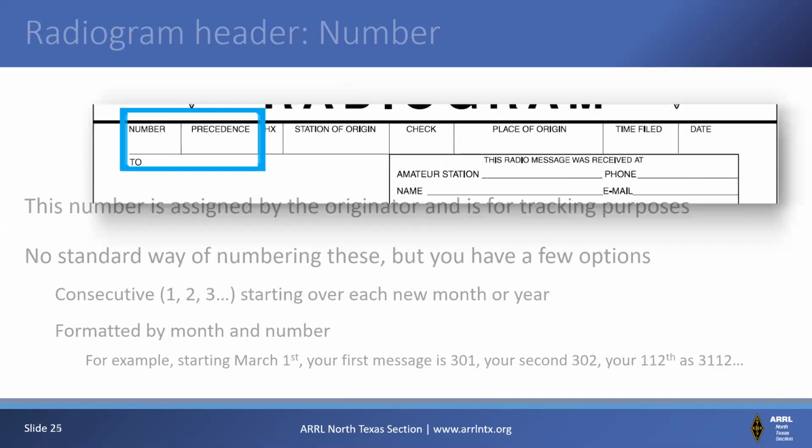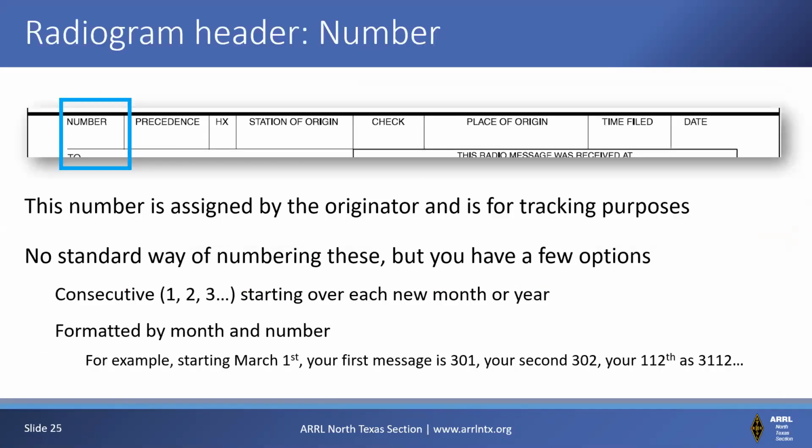So the header overall is what helps us track that message. You can think of it like the email header, like who's it from, who's it to, so to speak, though the "to" gets its own spot on a radiogram. This is what helps us to track these things. It starts with a number, and this number is assigned by whoever first fills out the blank radiogram. So if I start filling one out, I would give it a unique number so that I can track it in my records.